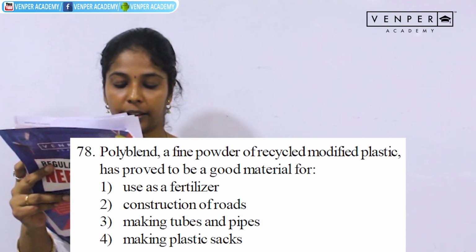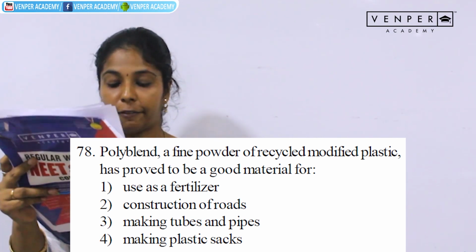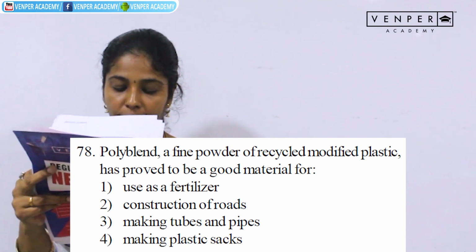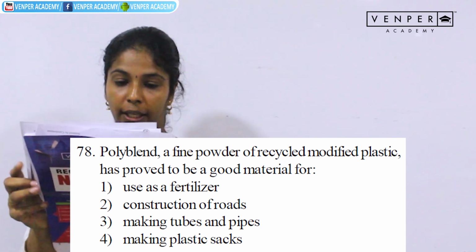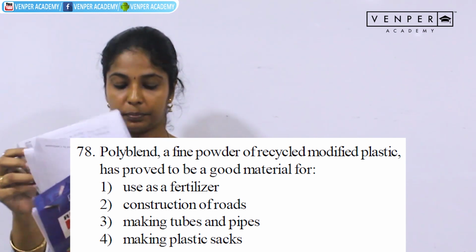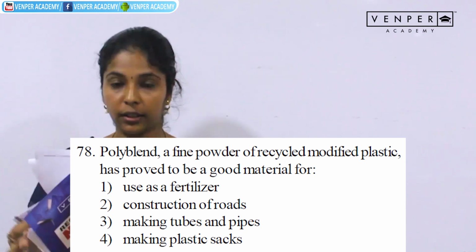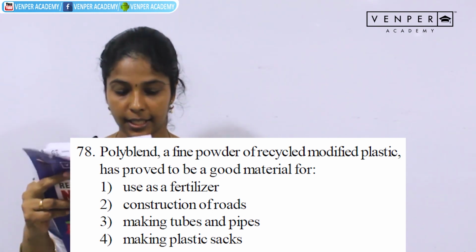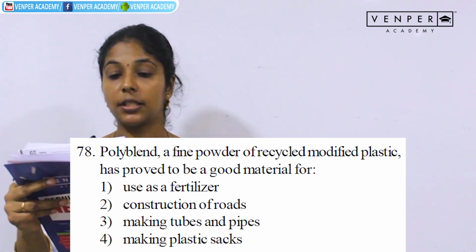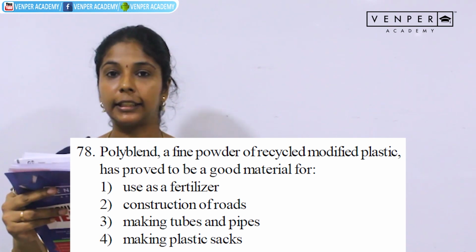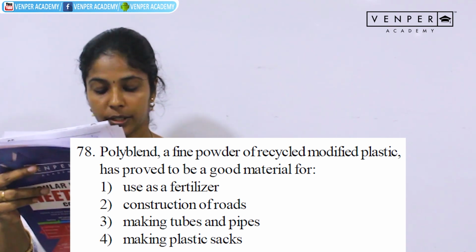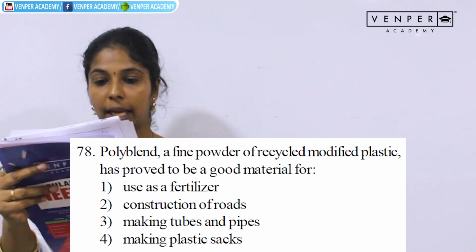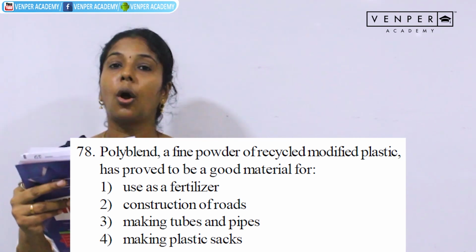Question number 78. Polyblend, a fine powder of recycled modified plastic, has proved to be a good material for option 1, use as a fertilizer, option 2, construction of roads, option 3, making tubes and pipes, option 4, making plastic sacks.